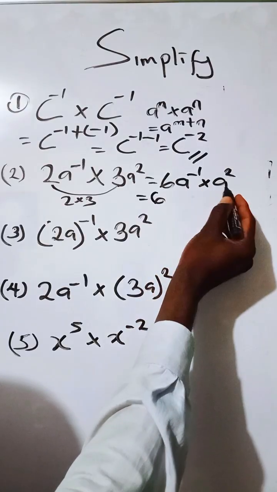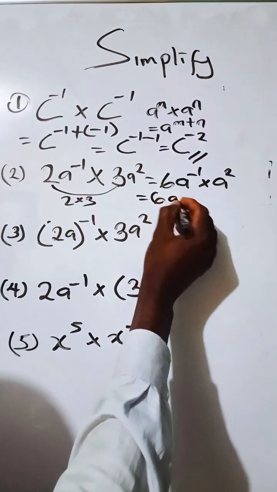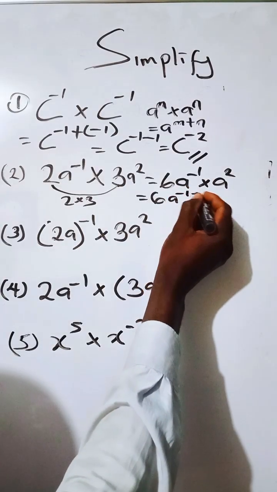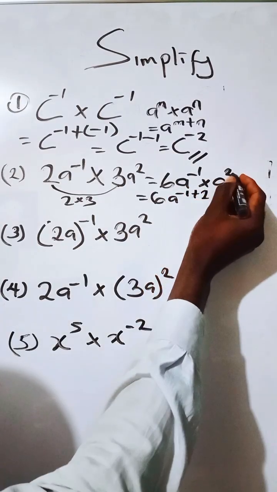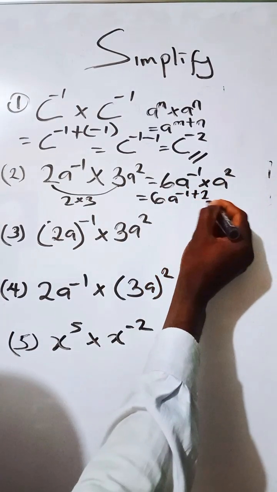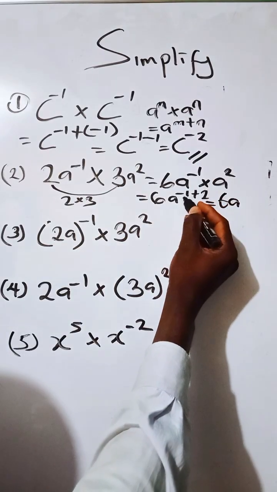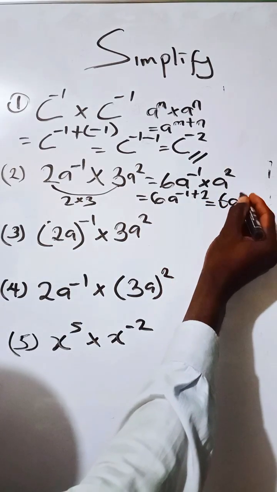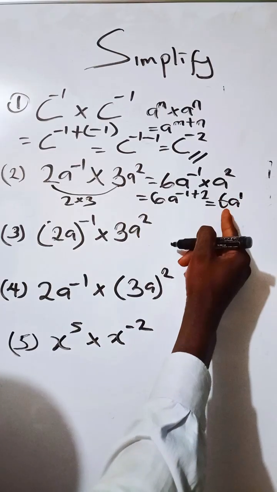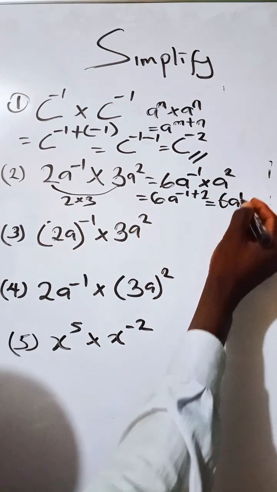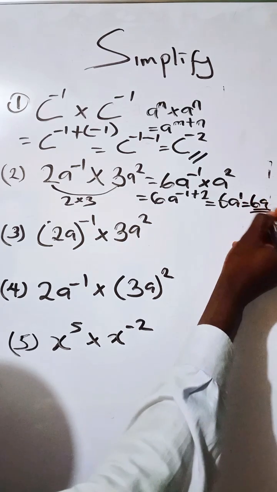So we pick out one a, since we are multiplying the same base, we add the powers, so we have minus 1 plus 2, which is 1. So our final answer is 6a raised to power 1, or we just have 6a.